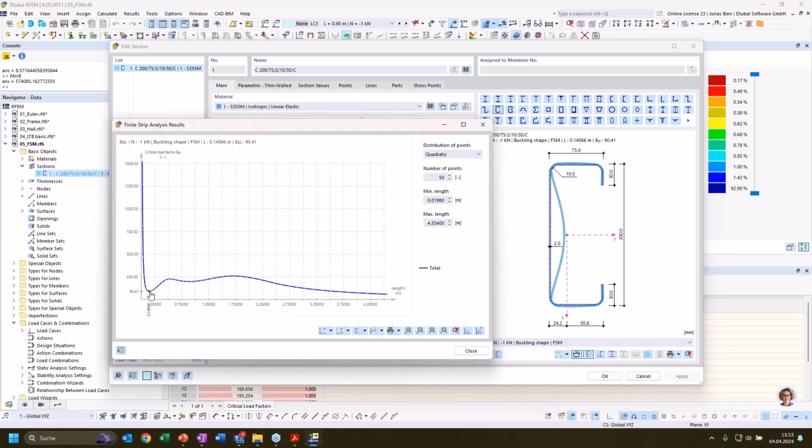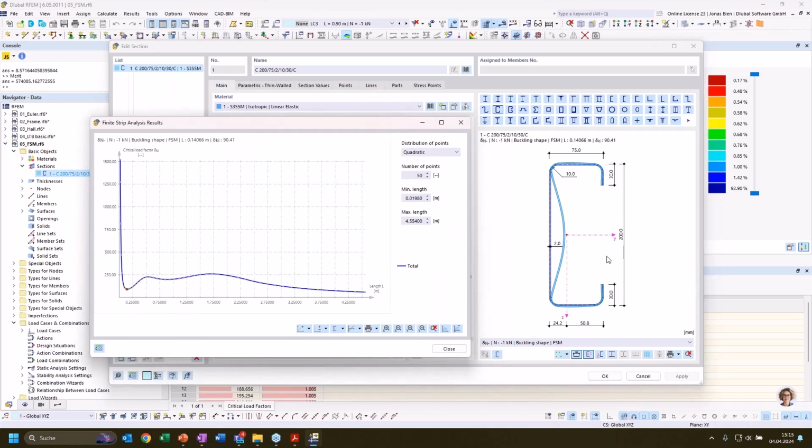And when we look at the respective bifurcation factor, we see that it's around 90, which does very well correspond to the linear bifurcation load that we have received from the stability analysis on the global level in the shell model. On the right side, we can also see how the cross-section deformation would look like in this particular mode shape. And we can go along this signature curve and investigate the different mode shapes that would be critical for a certain buckling length.